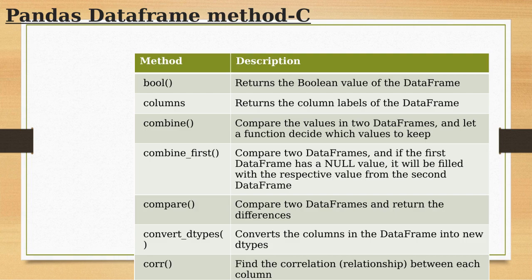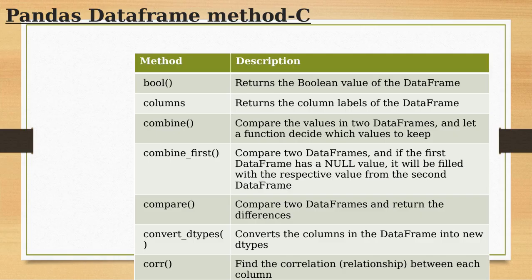It is useful for viewing or modifying column names. combine() combines two data frames by applying a specified function to corresponding elements, allowing you to define how values should be merged. combine_first() combines two data frames by filling missing values in the first data frame with corresponding values from the second data frame.